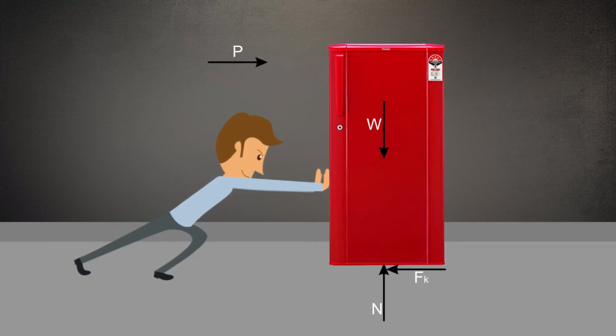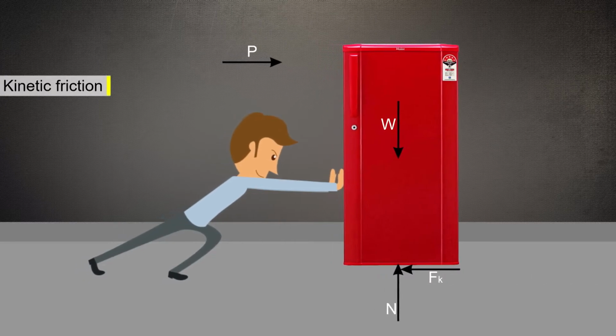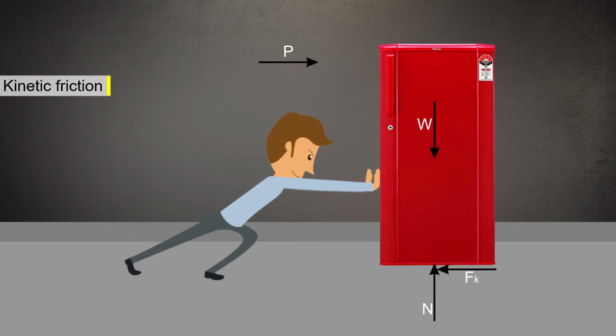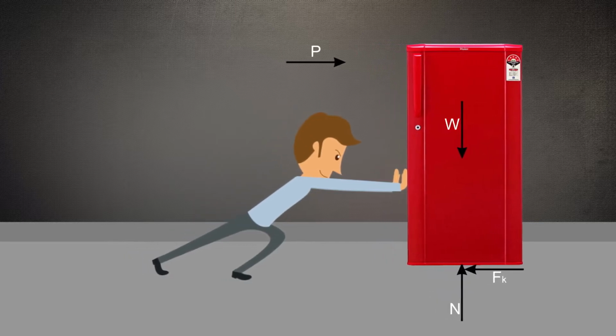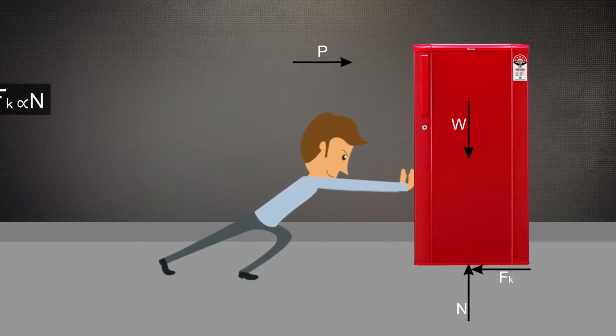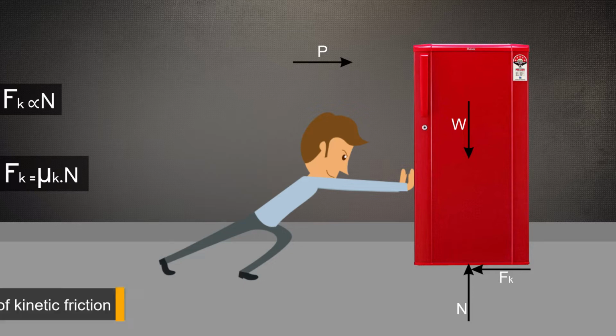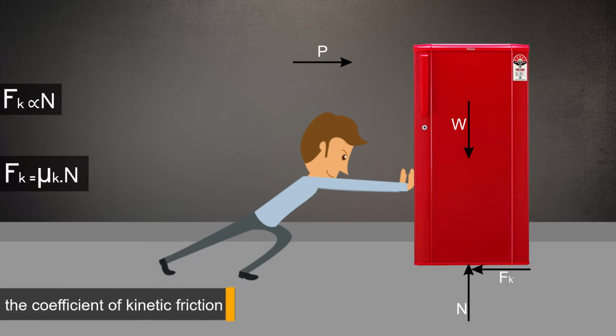Similar to this, when we are moving the object like the fridge, there will be kinetic friction. There will be a normal reaction between the two surfaces. This relation is also linear, which means Fk is also proportional to N. If we add a proportionality constant mu k, it will be Fk is equal to mu k times N. Mu k is called the coefficient of kinetic friction. So, both the coefficients give us an idea of how one object slides on the other.